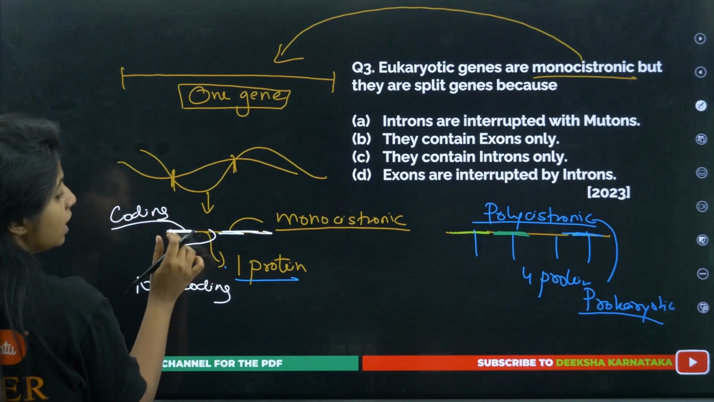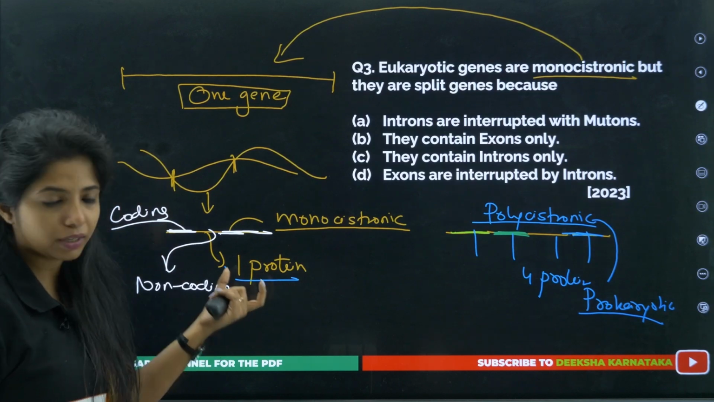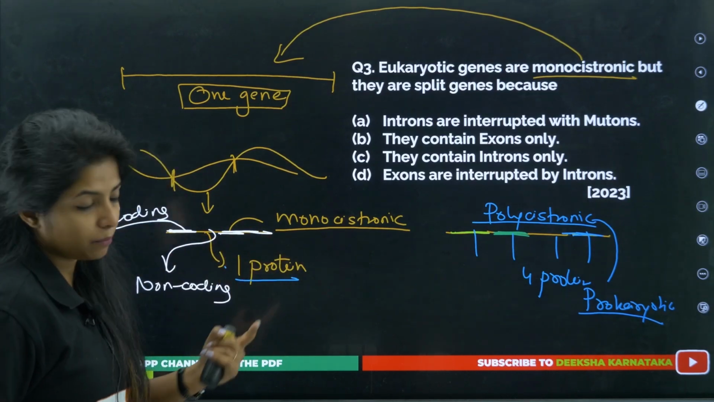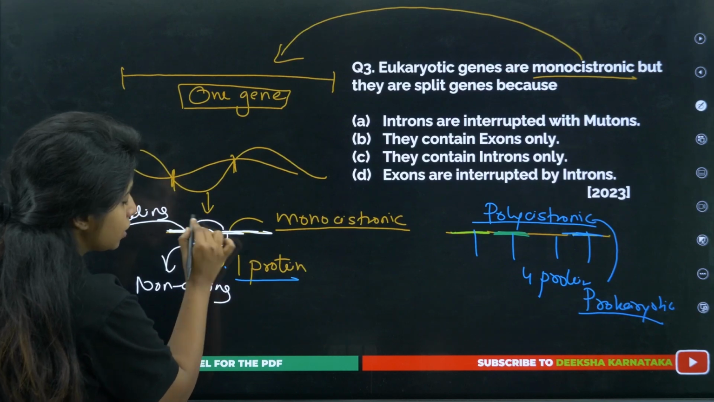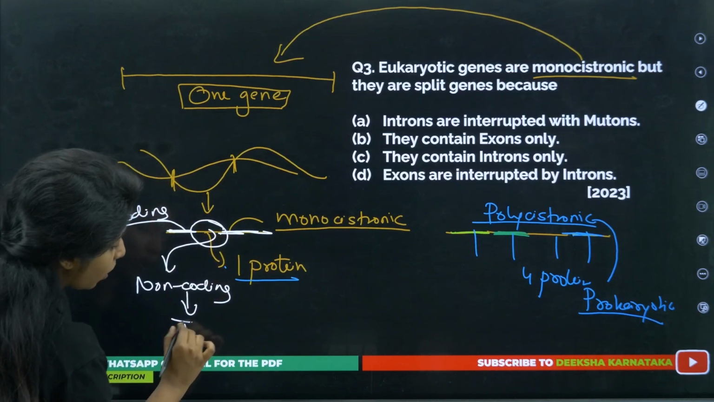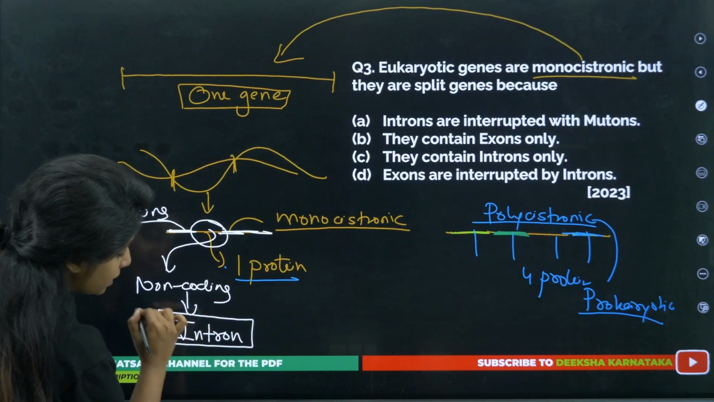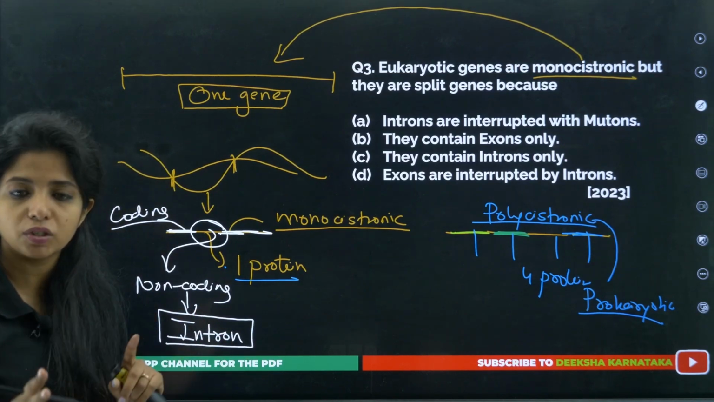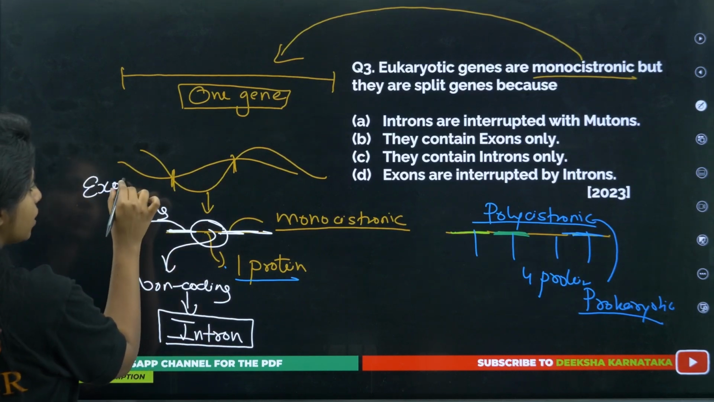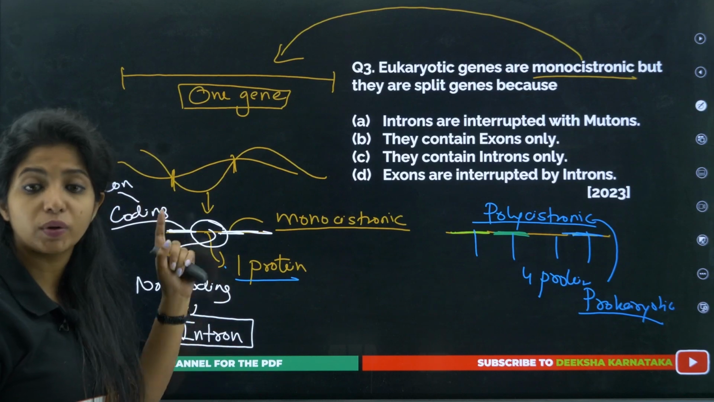This particular coding sequence will help in the formation of that one protein, whereas this middle segment is not going to code for anything. And what do I call it, children? I call this region an intron, or intervening sequence. And what do I call this coding region? I call it an exon. So in between the exons, what do you have, children? You have introns in the case of eukaryotes.